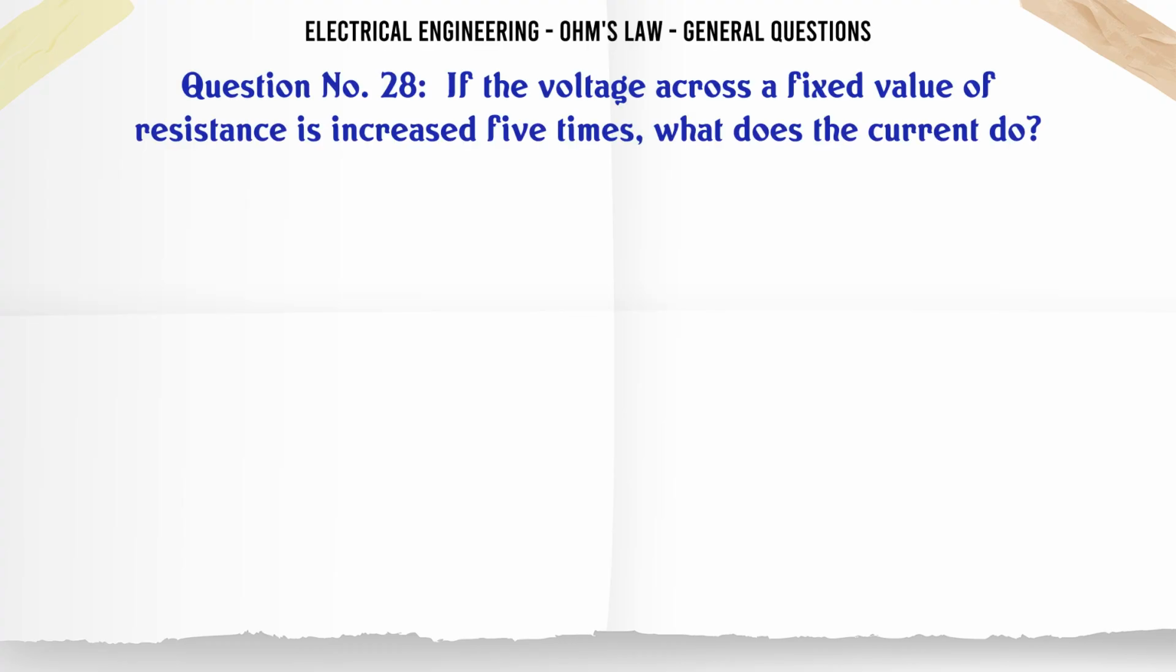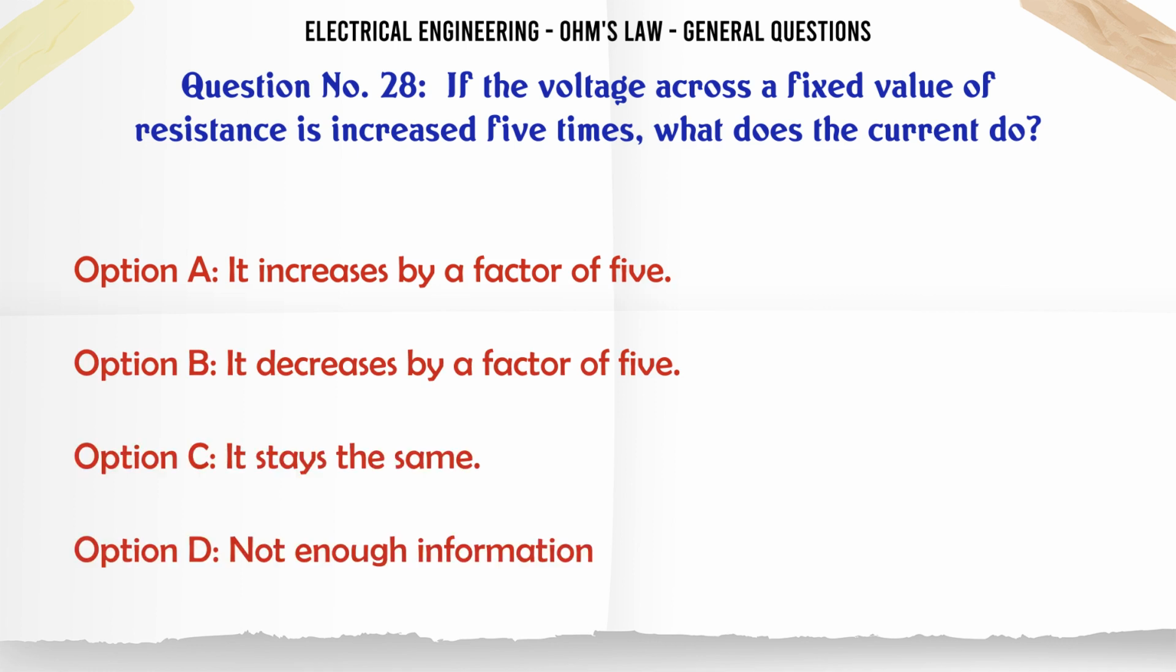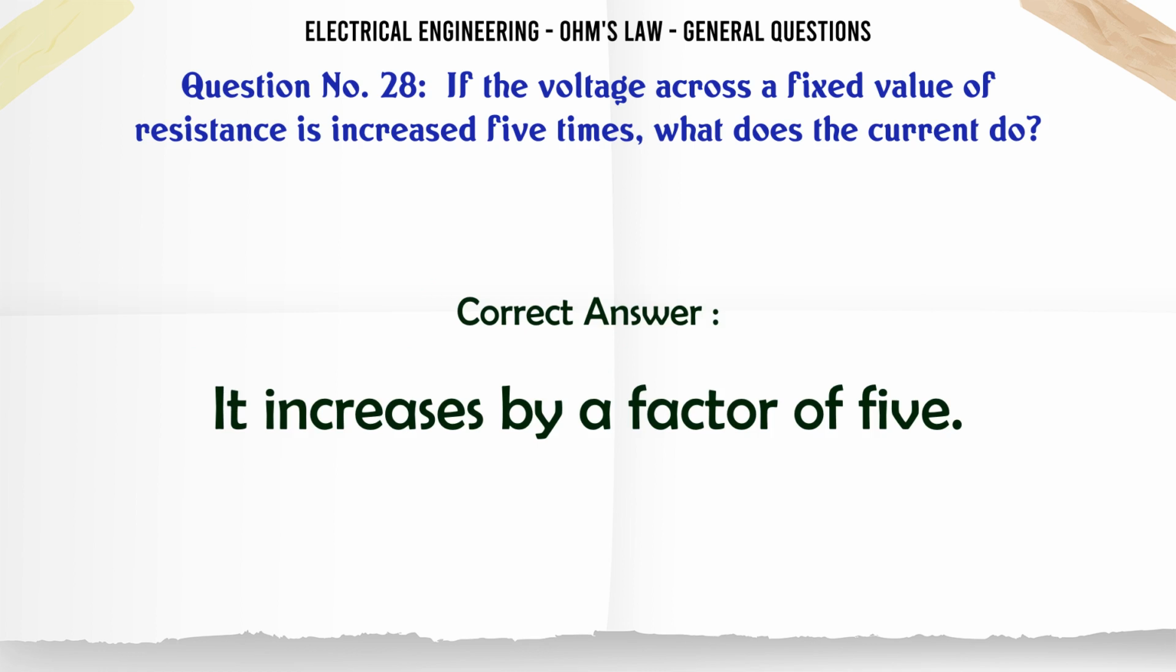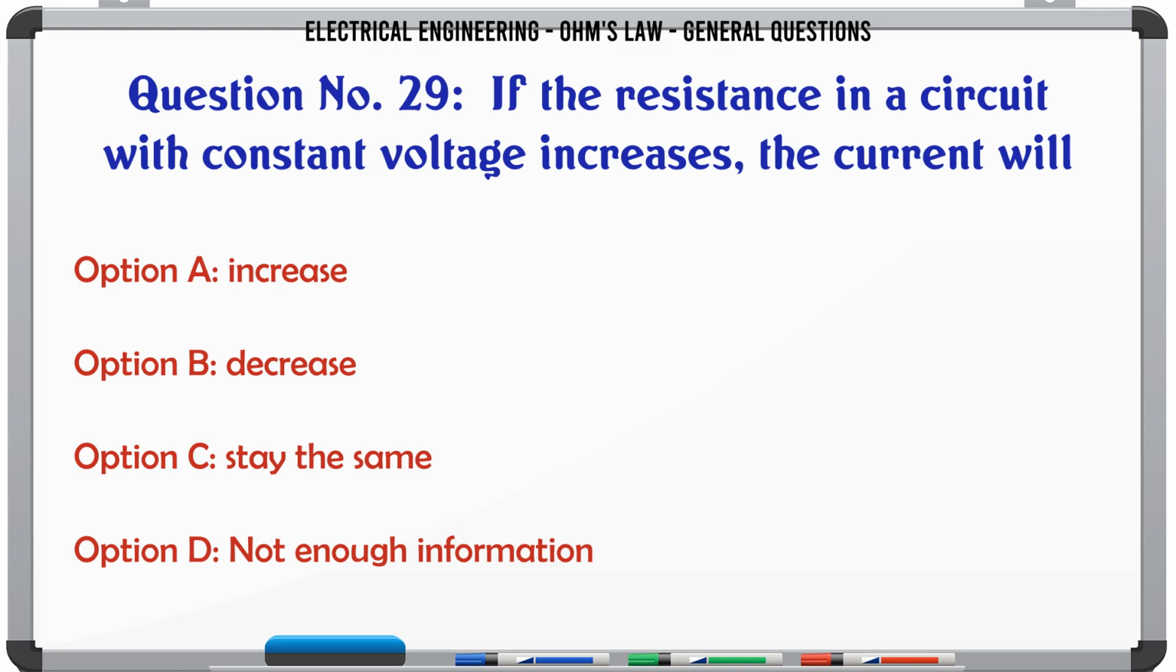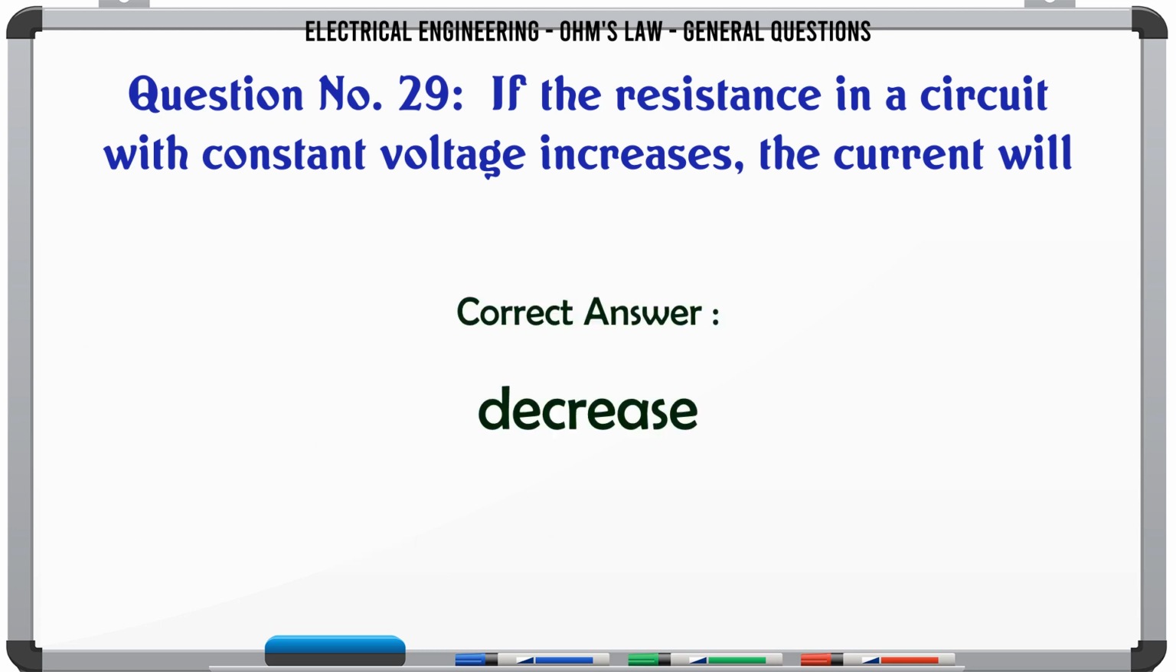If the voltage across a fixed value of resistance is increased 5 times, what does the current do? A. It increases by a factor of 5. B. It decreases by a factor of 5. C. It stays the same. D. Not enough information. The correct answer is, it increases by a factor of 5. If the resistance in a circuit with constant voltage increases, the current will A. Increase. B. Decrease. C. Stay the same. D. Not enough information. The correct answer is decrease.